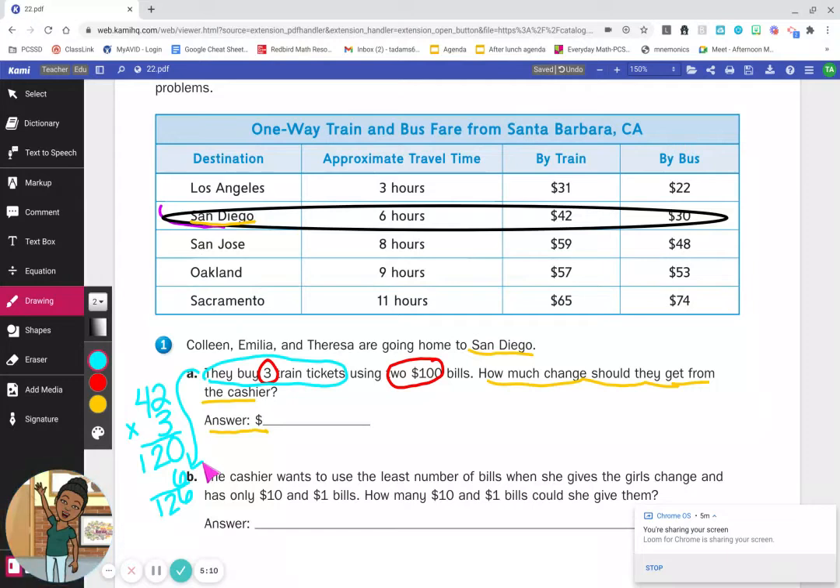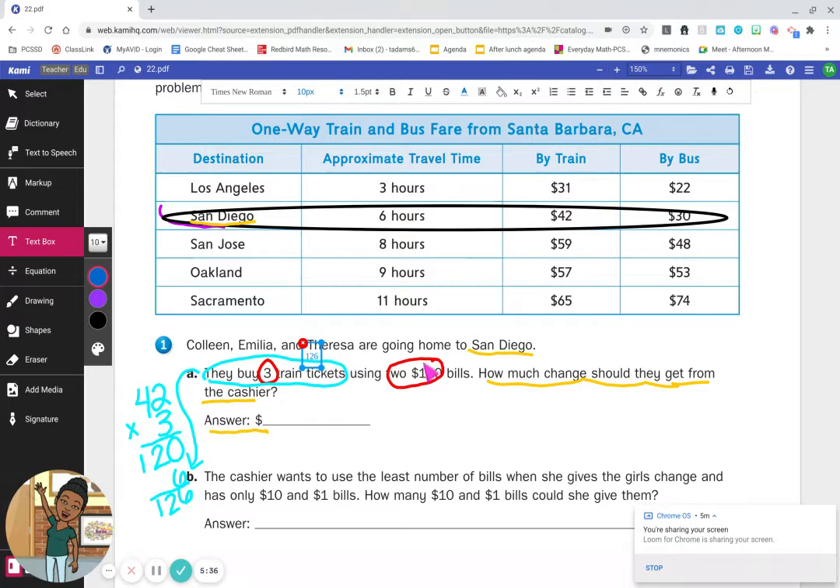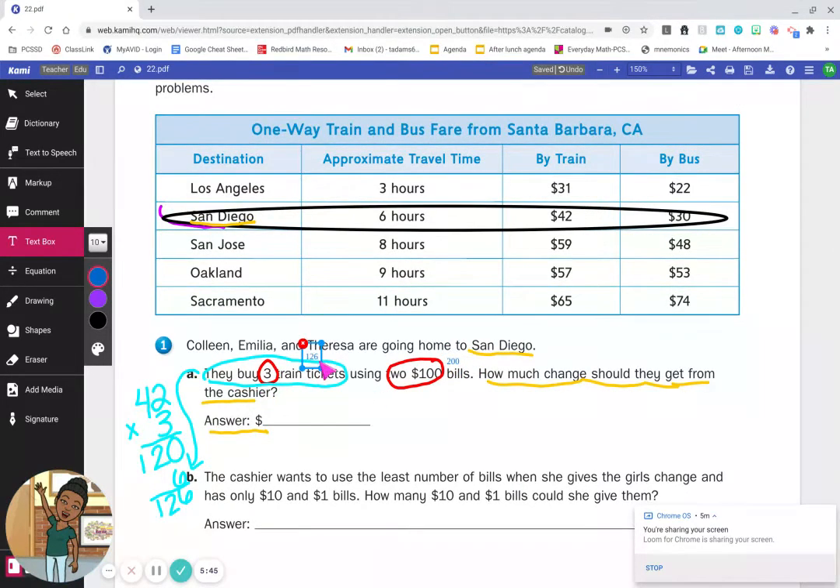I can read the next part. And they used 2 $100 bills. What is the total of 2 $100 bills? One $100 bill is $100. So if I had 2 or doubled it, yes, $200. And I'm just going to put a little text box of my new numbers so far, my information that's going to be needed. The total cost of 3 tickets was $126, and they're using $200 to pay for them.